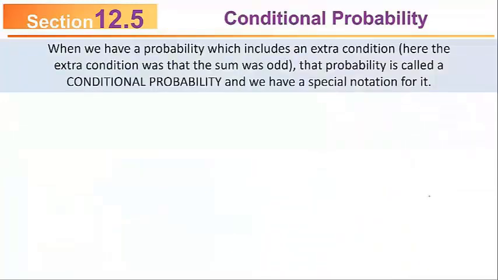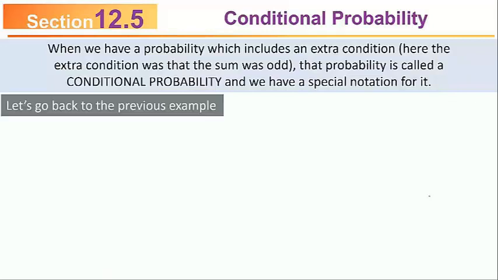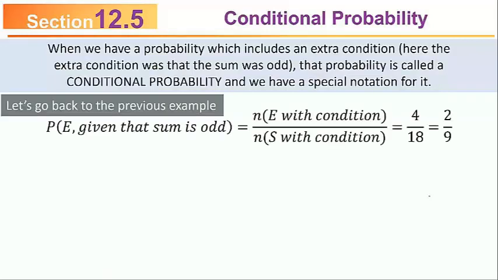So, to sum up, when we have a probability which includes an extra condition, and in this problem it was that the sum was odd, that probability is called a conditional probability, and we have a special notation for it. If we go back to that previous example, the probability of E, given that the sum is odd, I just wrote this intuitively. We're going to modify that. Suppose we call that condition F. In other words, the sum being odd is a new condition called F. So the sum being 5 was the event E, and now we're going to call the sum being odd the condition F.